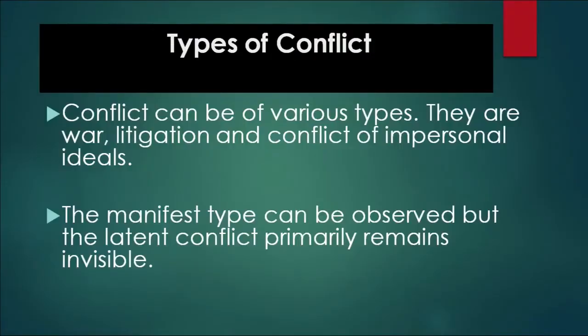Now we can discuss the different types of conflict. Conflict can be of various types. They are war, litigation, and conflict of impersonal ideals. Similarly, it also carries the manifest type and the latent type. What is the manifest type? Manifest conflict can be observed, but latent conflict primarily remains invisible.